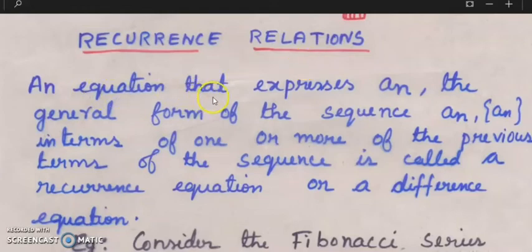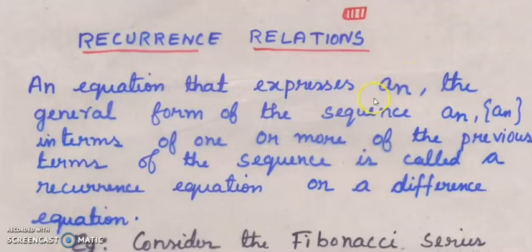An equation that expresses a_n, the general form of the sequence a_n, in terms of one or more of the previous terms of the sequence is called a recurrence equation or a difference equation. So let me read again: an equation that expresses a_n. So here, what is a_n? a_n is the general form of the sequence.